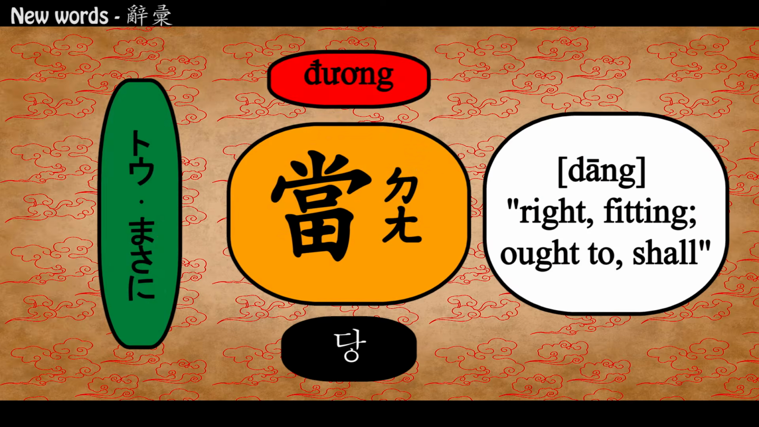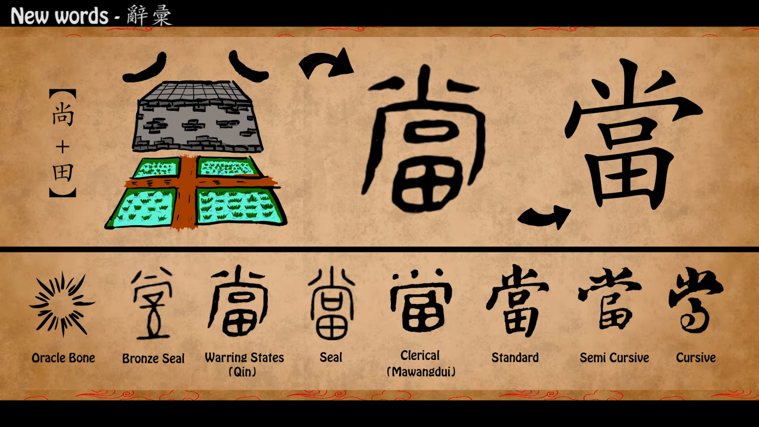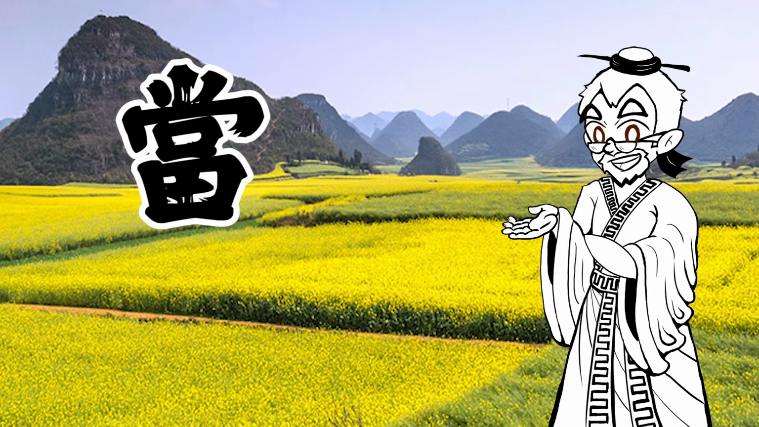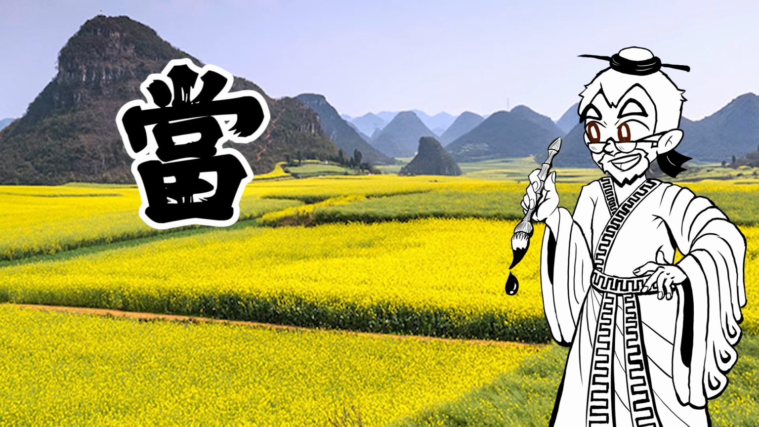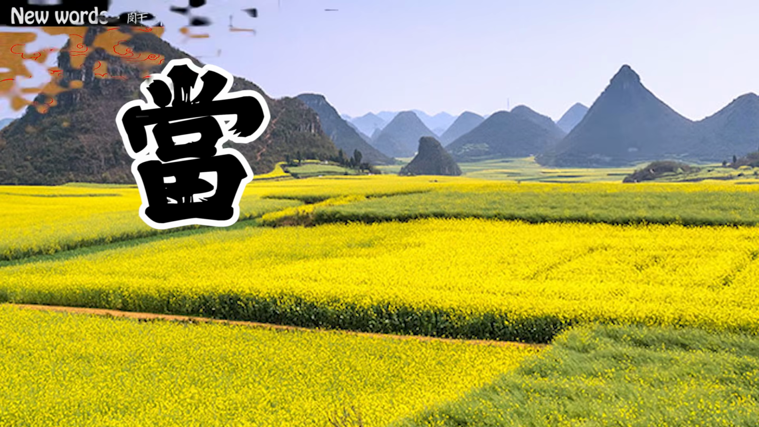Dang, right, fitting as well as ought to, will or shall. From shang, which gives the reading, over tian, field. The root meaning is fields laid out facing each other, the correct way. Dang later came to mean right and fitting as well as ought to. Farmlands ought to be laid out in a neat and tidy manner.